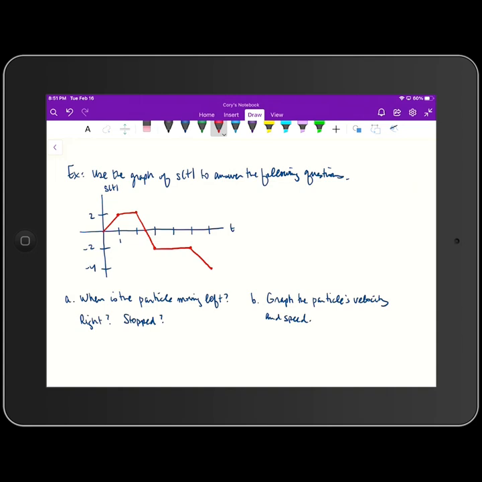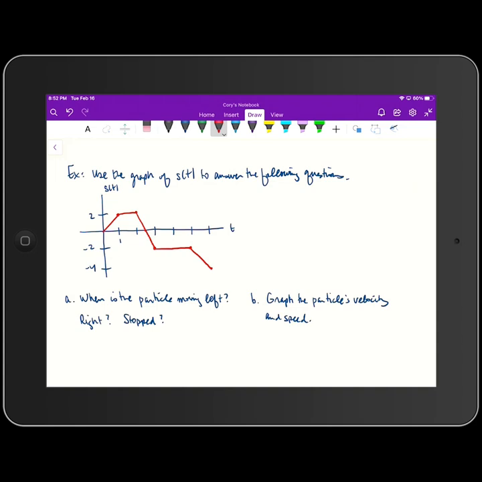Okay, so if you guys remember back in class, we said that the direction of motion is dictated by the velocity of our function. So if we are given the graph of the position function, if I want to determine velocity, we know that velocity is the derivative of position. Okay, so if we're trying to determine the derivative of this function that is graphed, we have to be looking at the slope of our graph.